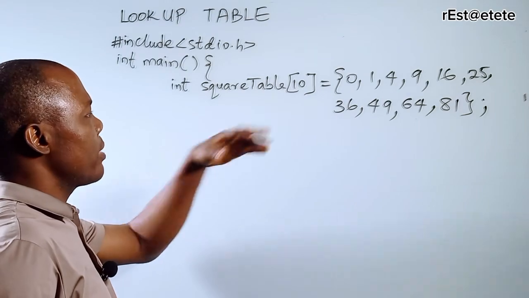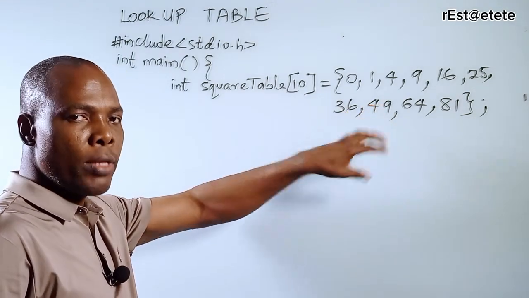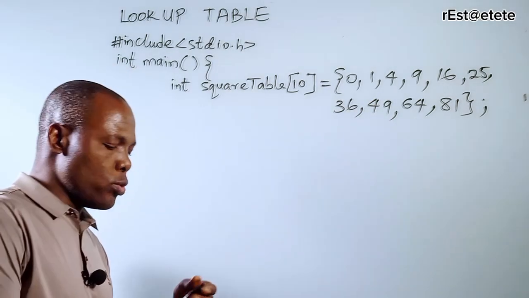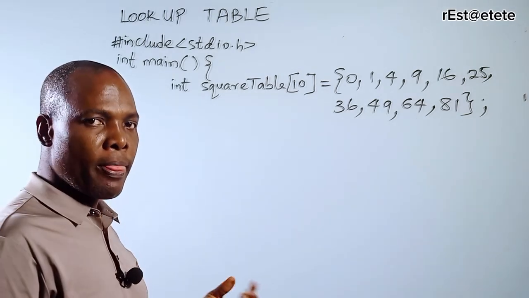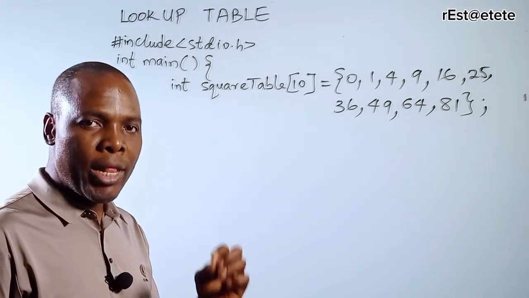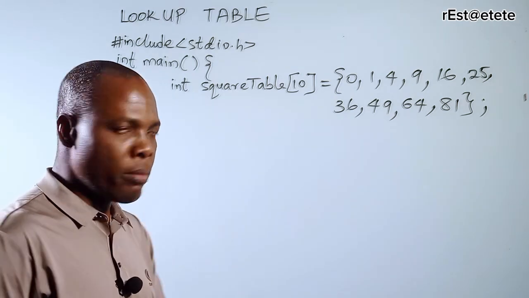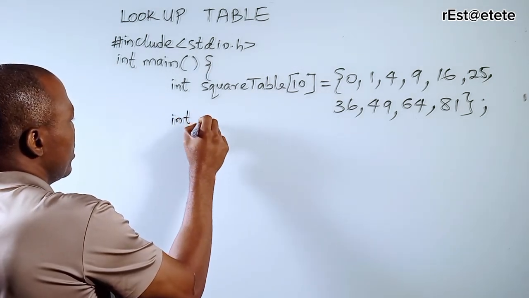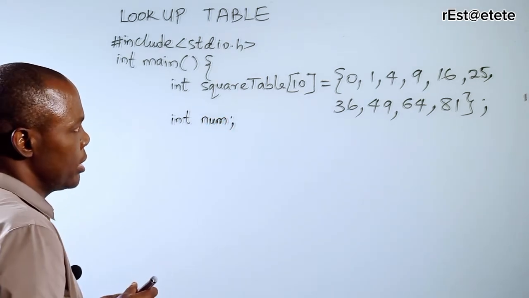So instead of calculating the square of any number that you supply, you just look up this table and pull it out. So having done that, now I'm going to ask you to supply a number. Whatever number you supply will have to be stored in memory, so there has to be a variable that will hold that number. So we'll declare another variable, int num.